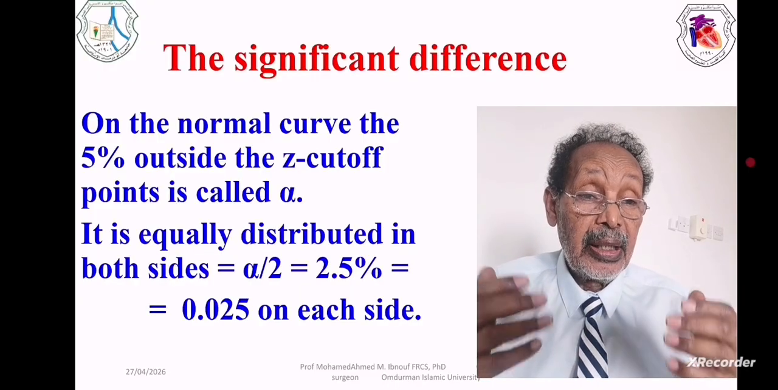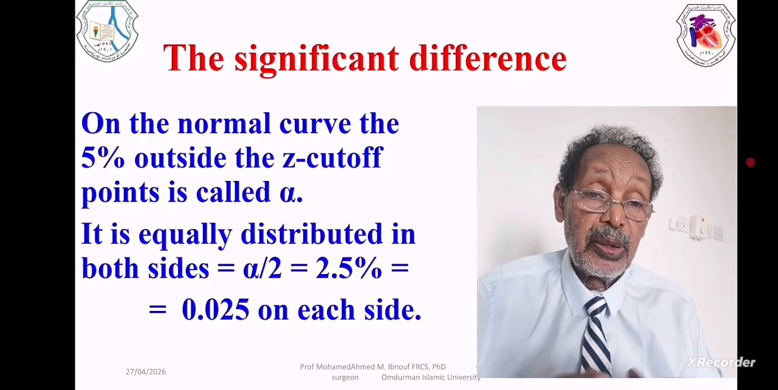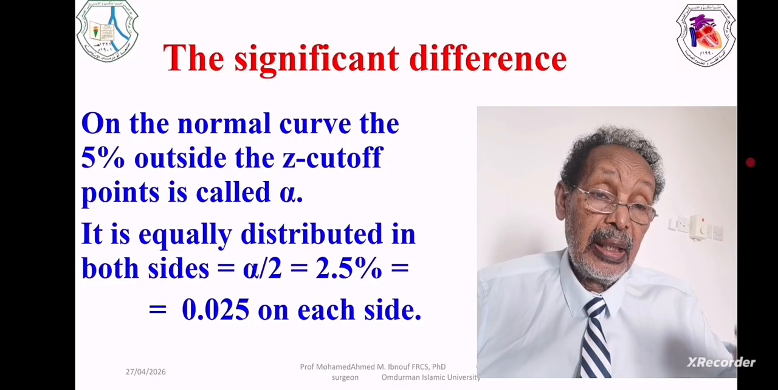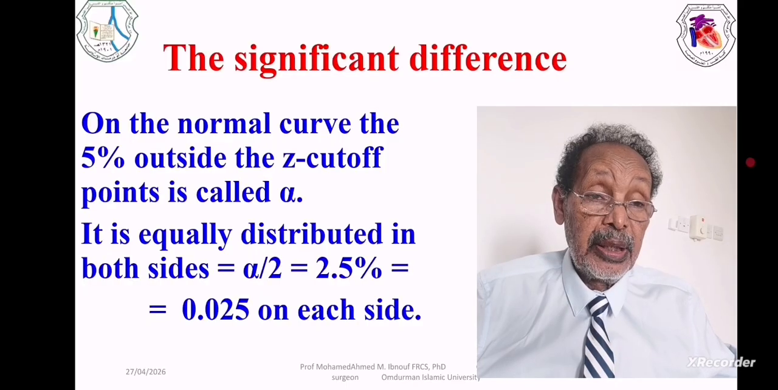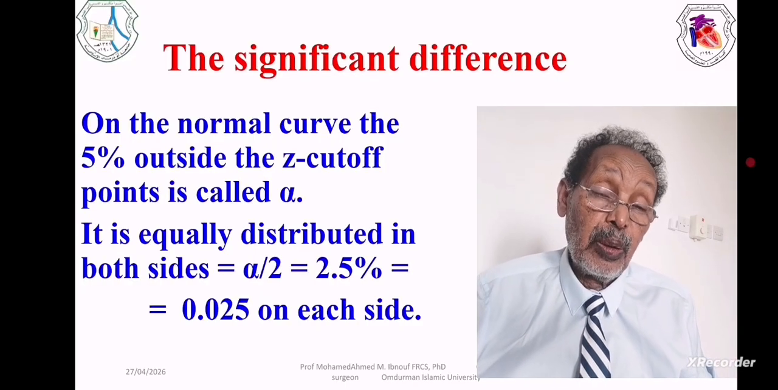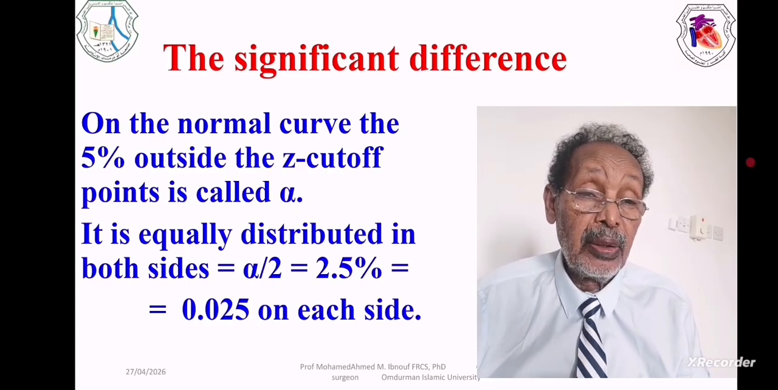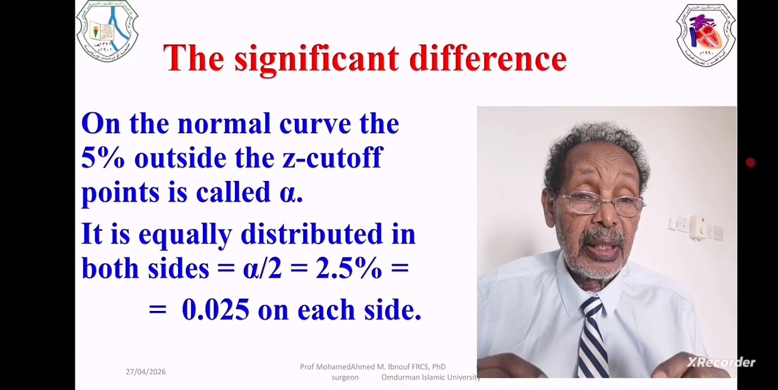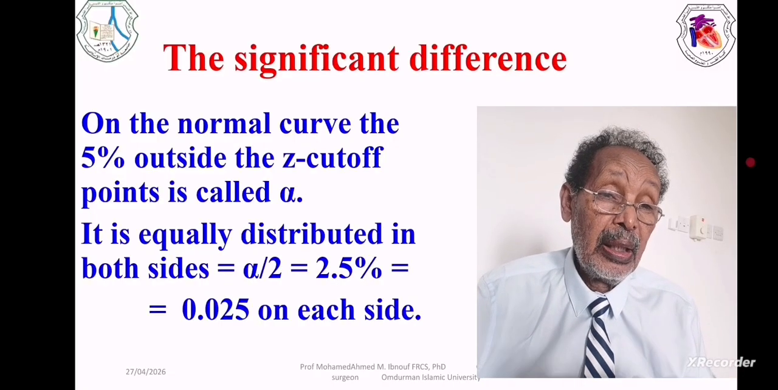And as I said, in the general population, with a homogeneous population and a normal distribution of data, it is split into 2 equal halves. One half, 2.5%, above the upper limit of our 95% confidence interval, and the other half, 2.5%, at the lower limit or boundary of our 95% confidence interval. And I said the 2.5% is equivalent to 0.025.